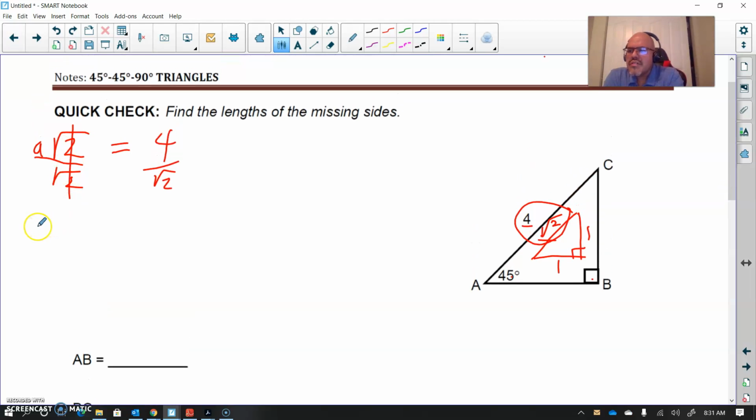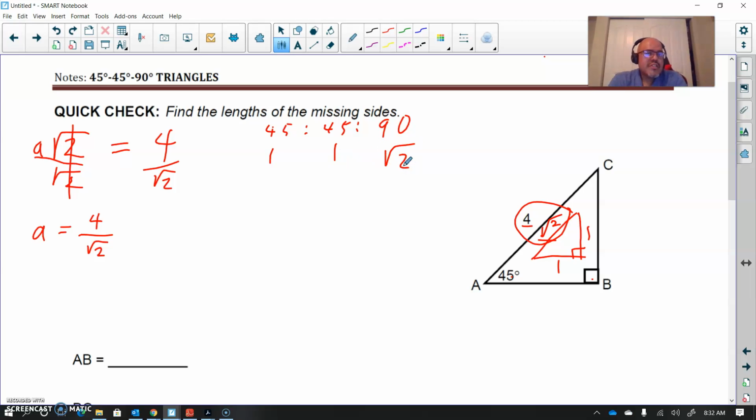So those simplify to 1. So A is equal to 4 divided by the square root of 2, and that's our scale factor. Remember, we have the 45, 45, 90: 1, 1, square root 2. Now you just go through the actions again. It's A times 1, A times 1 for the other side, and then A times the square root of 2. So now we just substitute A into all of these.